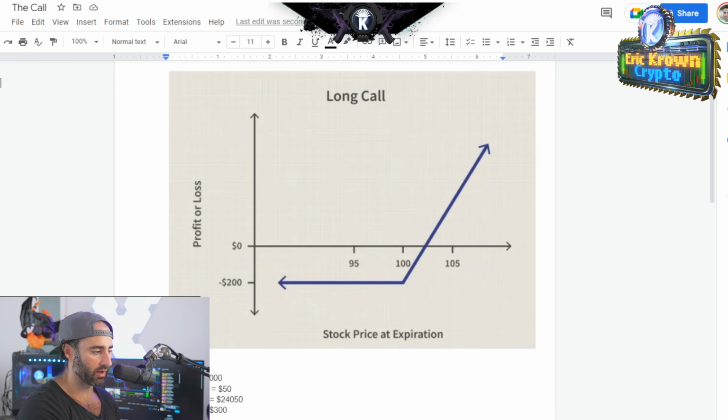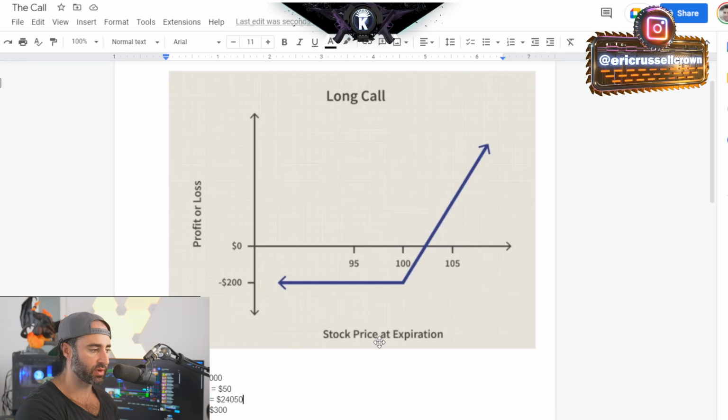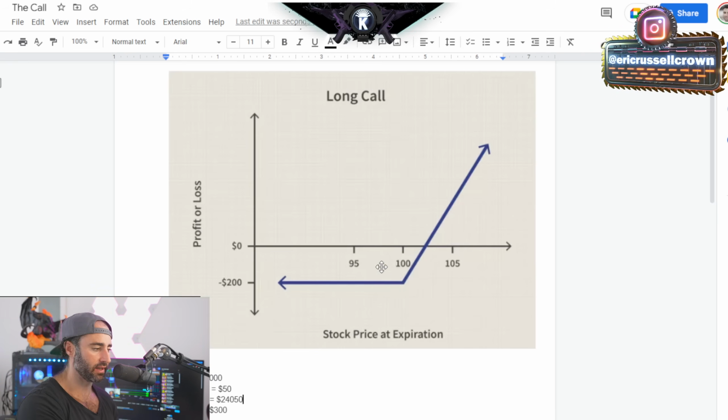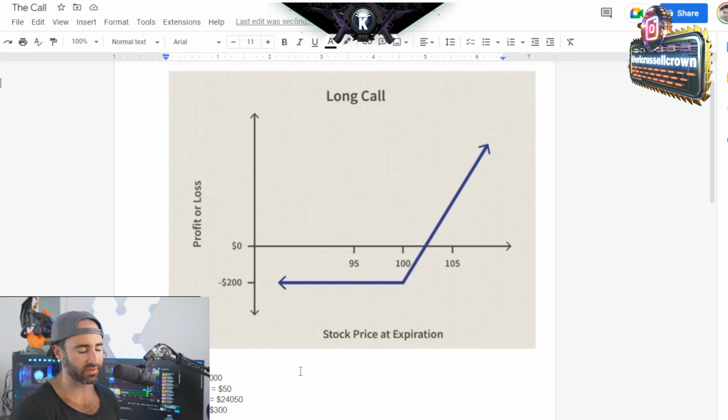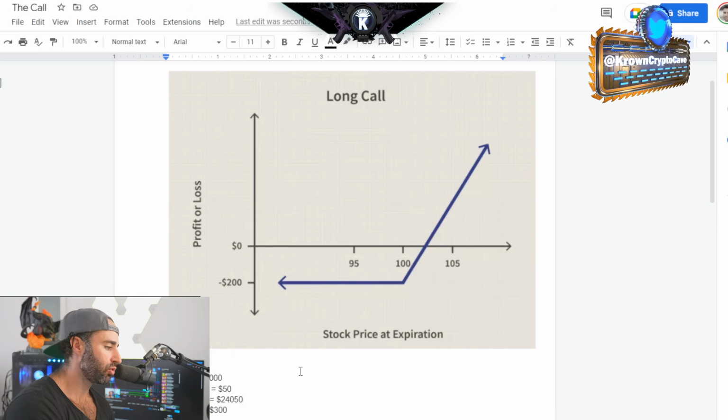Of course, when price action gets to the actual strike, or if it's anywhere below the strike, we just lose the full price of the call. And between the strike price and the break even, it's a little bit less than that, dependent upon the actual price of the call.